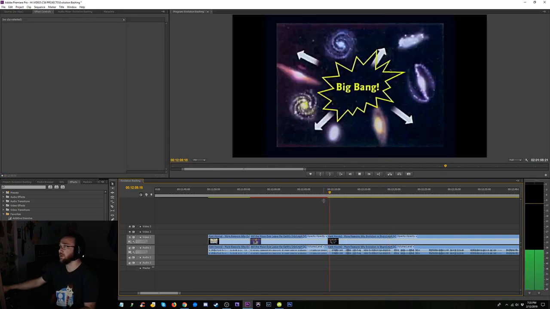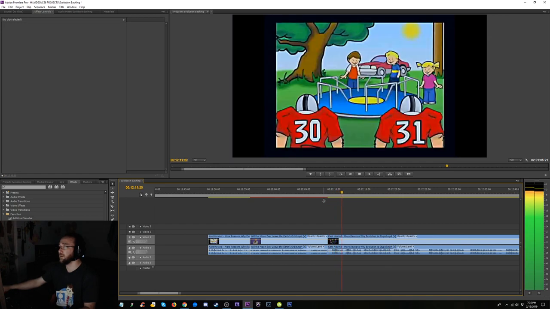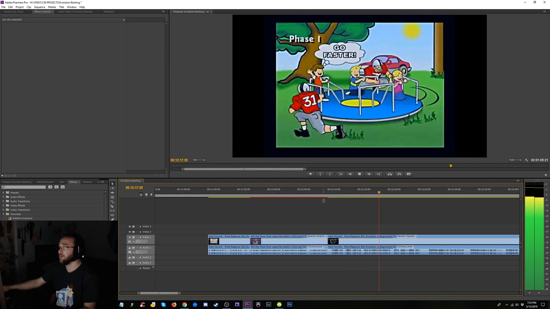Angular momentum. Well, if you take a merry-go-round, put some kids on there, get the merry-go-round going clockwise as fast as it'll go, the kids go through distinct phases. In phase one, they're screaming at the football players, come on, let's go, faster, faster. You get up around, you know, 30 miles an hour.